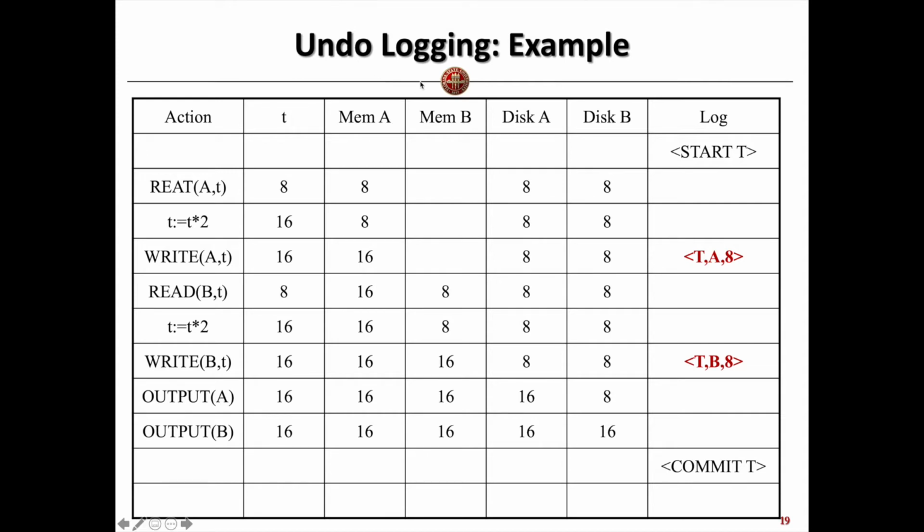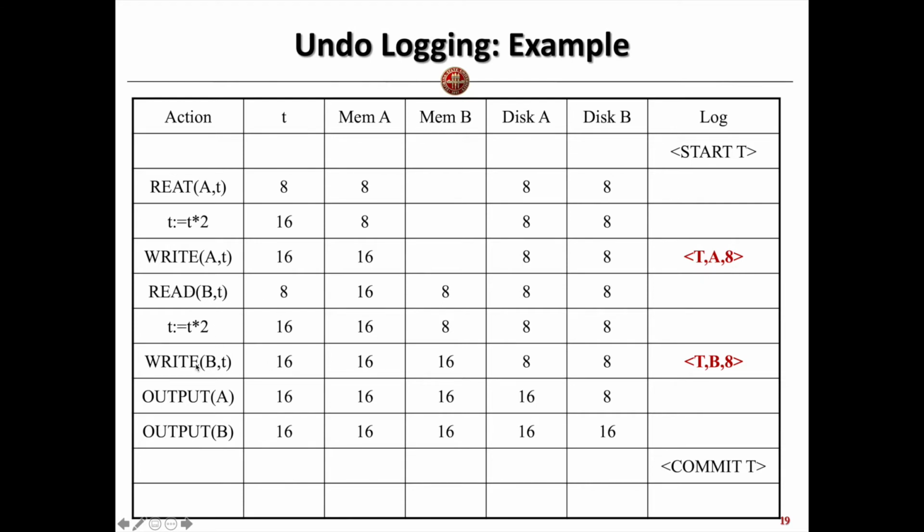Remember, for undo logging, for the value we keep a record of the old value before we do the writing. What's the old value for the element A? According to this example, the old value is 8. Therefore, in this undo log, we have T, A, 8 in the log. This 8 is the old value. Okay, so then we can do the read B, T and the following steps.